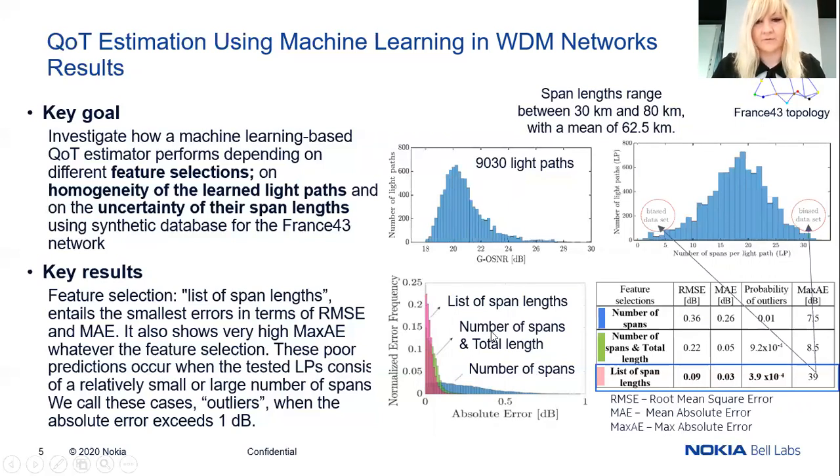On the left graph, you can see the distribution of those errors. And like I said, the lowest span lengths have the smallest error, but compared to the number of spans, they have a distribution which is spread and shows higher errors.